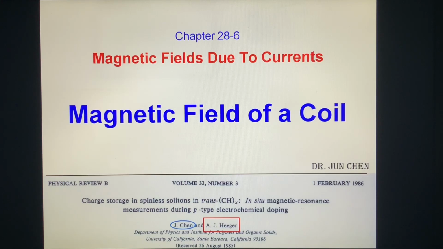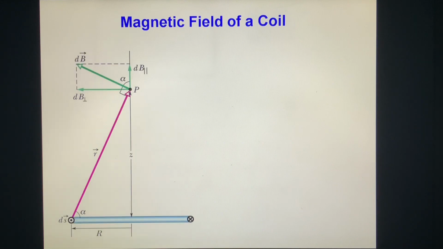Magnetic field of a coil. This is a coil. Suppose the current goes in here, and we cut it in half, and it comes out here. We want to find the magnetic field at point P, which is on its central axis, a distance z from the coil.